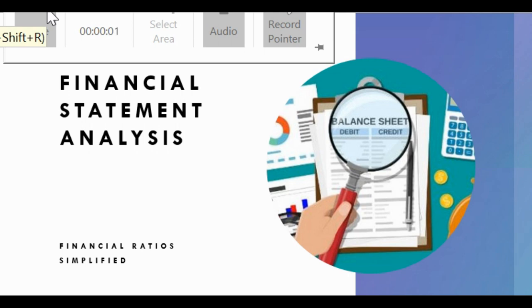Hi friends, today we are going to discuss financial statement analysis. We will also look at various financial ratios and see how we can analyze them.